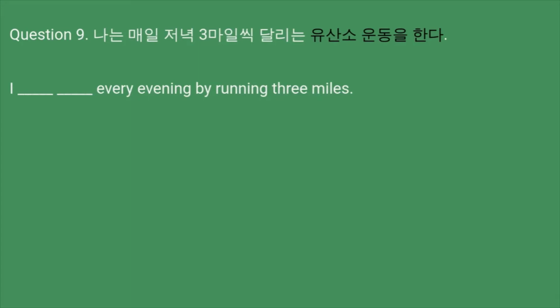나는 매일 저녁 3마일씩 달리는 유산소 운동을 한다. So the part that is missing in the English sentence is the last part of the Korean sentence. 유산소 운동을 한다. So you have to think, what is this in English? How can we say this last part of the Korean sentence in English?